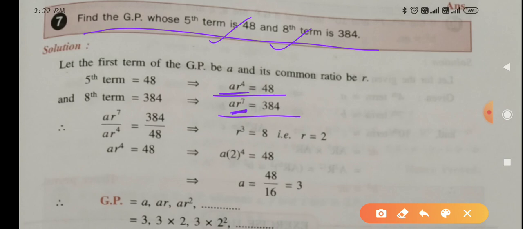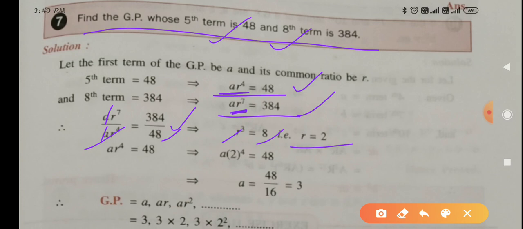So like this you are getting two equations. You divide the second equation by the first equation. a r to the power 7 upon a r to the power 4 equals 384 upon 48. So a is cancelled with a. r to the power 7 divided by r to the power 4 gives r to the power 3. 384 divided by 48 gives 8. So r cubed equals 8, r equals 2. The common ratio you have found.